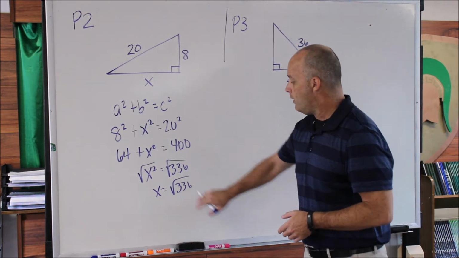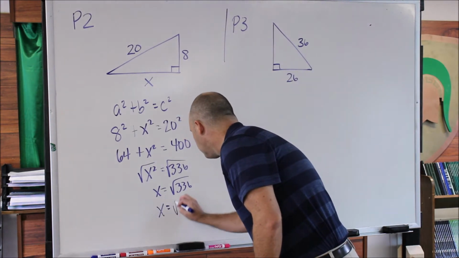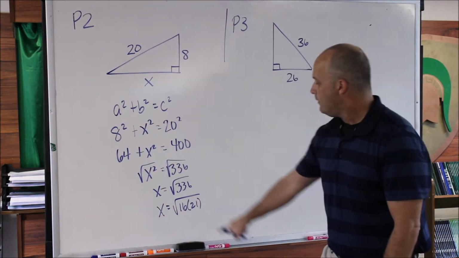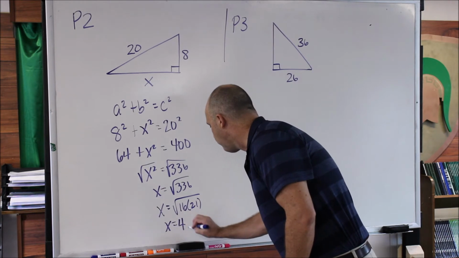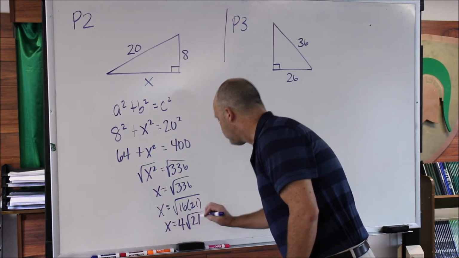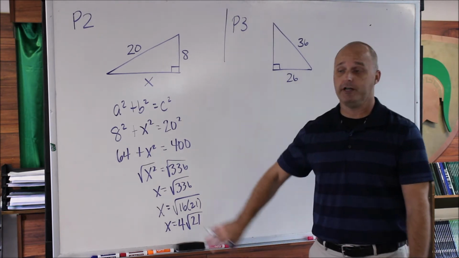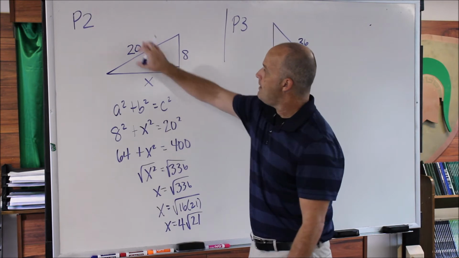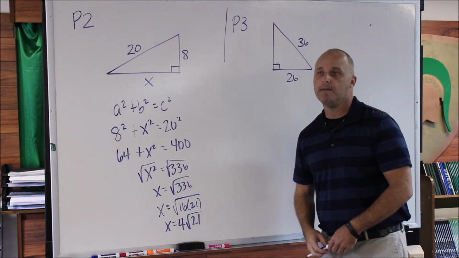16 and 21 both go into 336, so we're going to get x is equal to the square root of 16 times 21. Then the square root of 16 is 4, so we get x equals 4 square root of 21. This is going to be the simplest radical form. This is where you're going to need to leave your answer. So we know that if we have a side of 8 and a hypotenuse of 20, the other side is going to be 4 square root of 21.